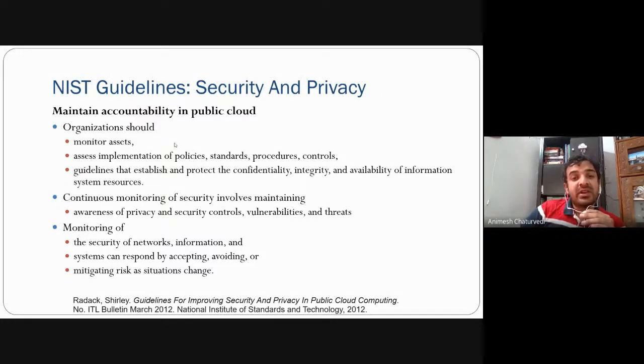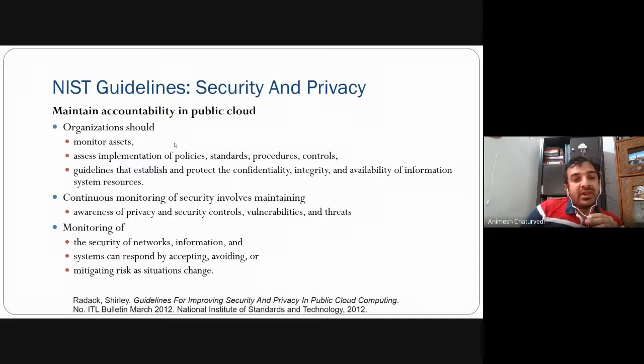Then continuous monitoring of security involves maintaining. So this organization should monitor the security continuously, so that the awareness of privacy and security is monitored, and the control, vulnerability and threats need to be monitored. So this continuous monitoring is required. This point is very important. We have been discussing it since the start. And this gives awareness of privacy and security control, and makes the organization pre-aware of threats.